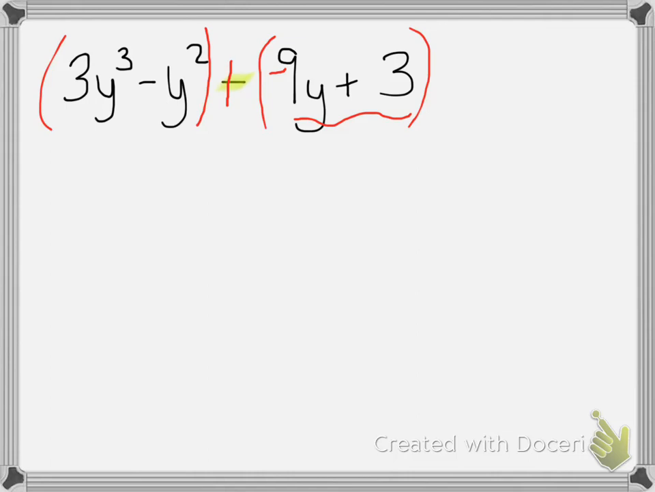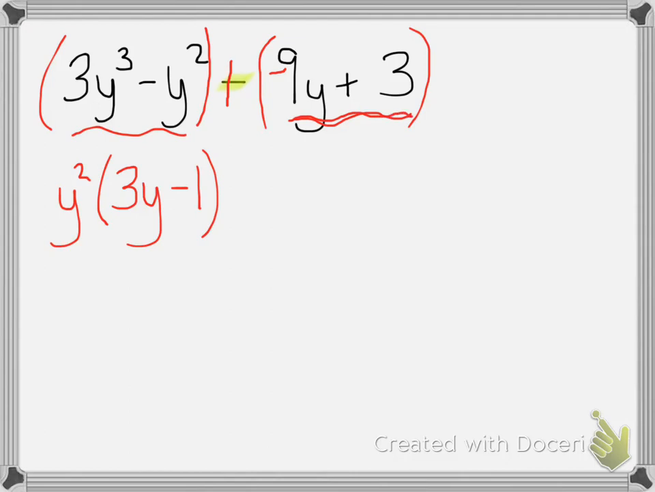The common factor in the first binomial is y squared, so I'm going to pull that out. So when I say pull that out, I mean divide each of them by y squared. That leaves me with 3y minus 1. And I want this other factor to be 3y minus 1. So when I look inside here, you kind of got to think ahead. If I want this to be 3y minus 1, I know I've got to factor out a 3, but I want this part to be minus. So that means I have to factor out a negative 3.